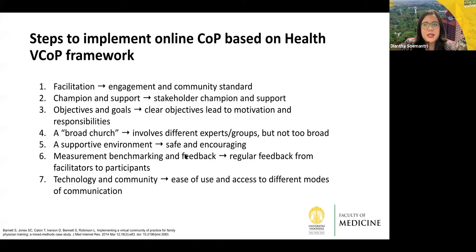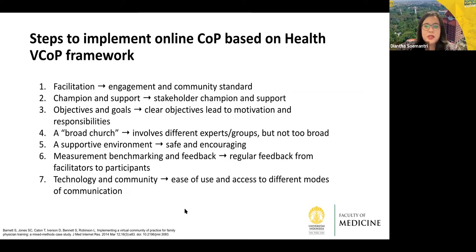And based on their study, they list steps to implement online COP. First is facilitation. Who's the facilitator and how good they are at facilitating the COP is like the number one step, the very important step. But also the champion and support. Who will be the champion and what kind of support these communities of practice will have, that's also important.